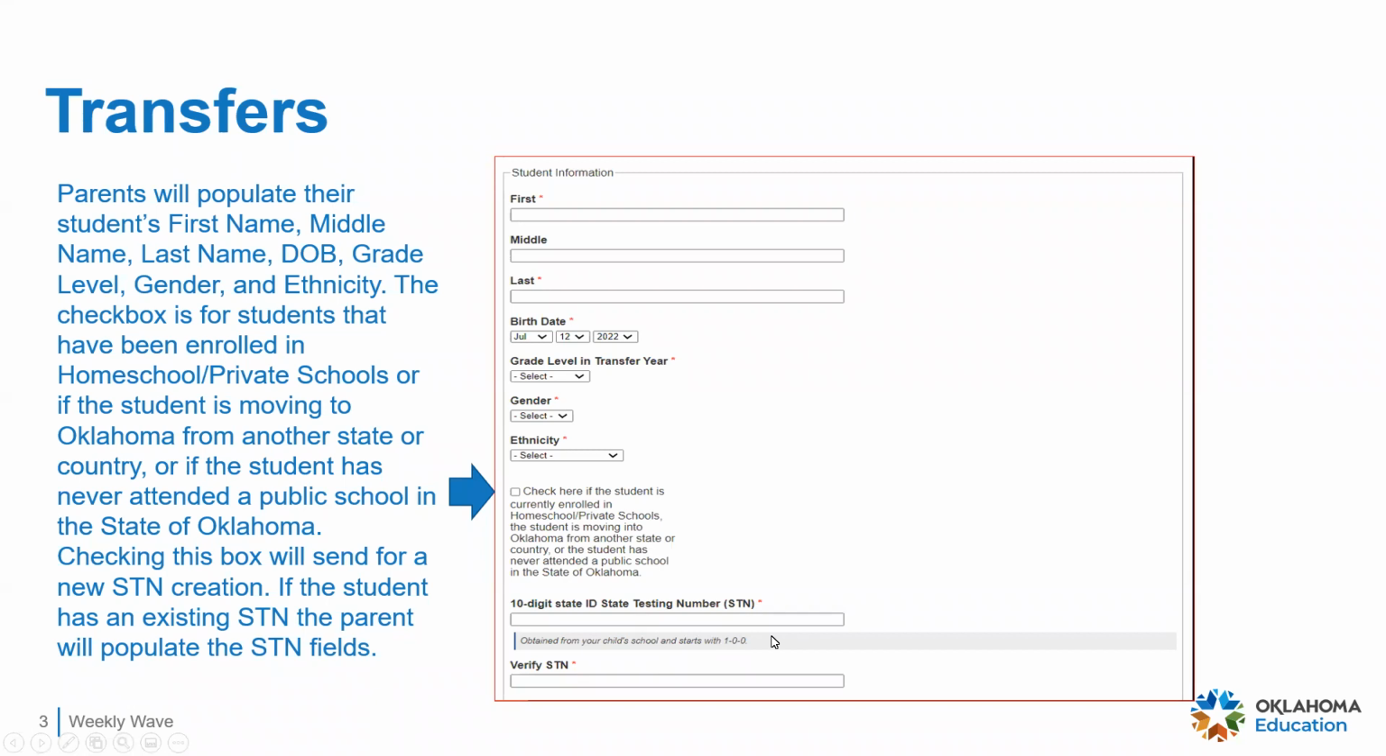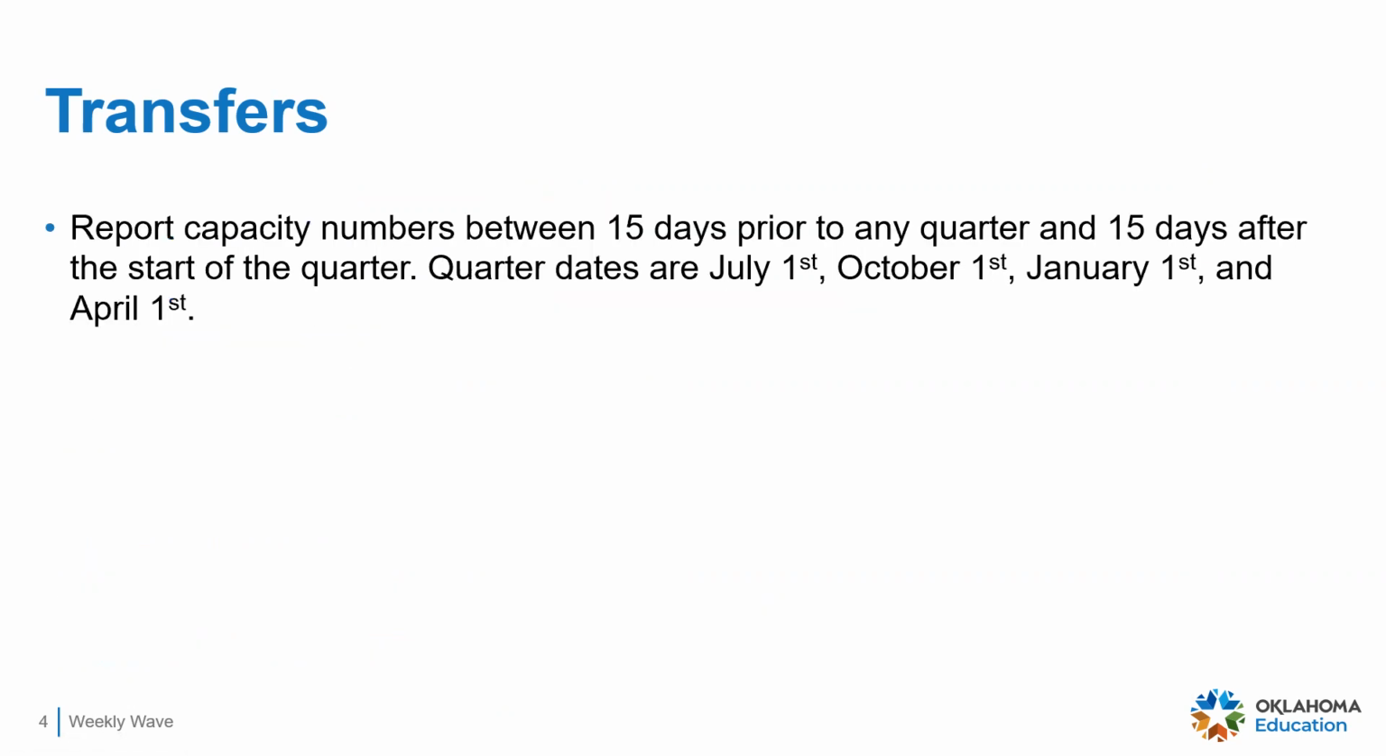I do want to address the issue with the STN creation. Right now, we are having some difficulties making that happen, but I can tell you that when they populate this form, it is dating and time stamping their application. Please be aware that that is happening. Also relating to transfers, you should still be reporting your capacity numbers. You have until tomorrow to make sure that they're up on your website. So please be aware of that date.